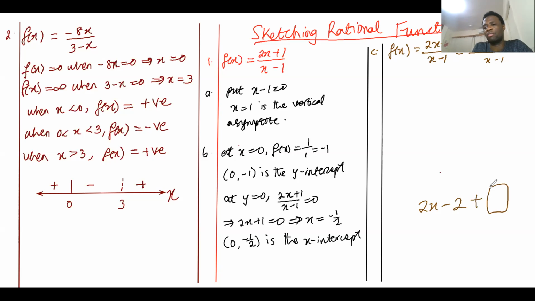We need to have a 1. No, we need to have a 3, right? Because only a +3 will make everything go back to +1. So this is going to be +3. Please call me if I've made any mistake. Right, so with this, we can break it down into 2. So I have 2x minus 1 divided by x minus 1 and 3 divided by x minus 1.